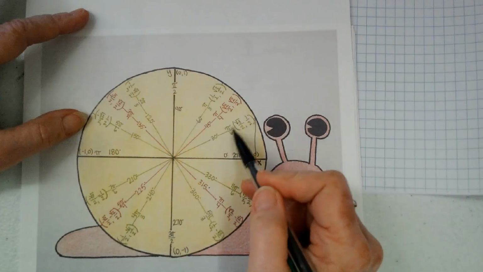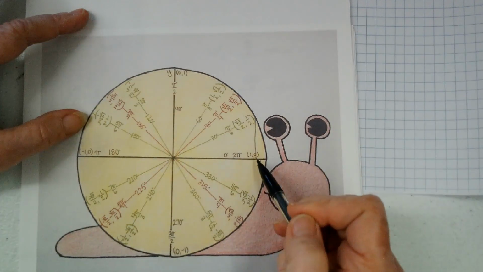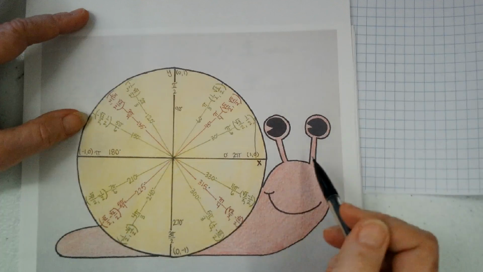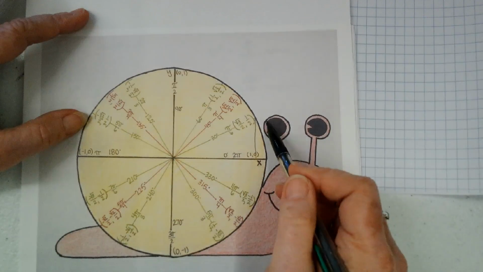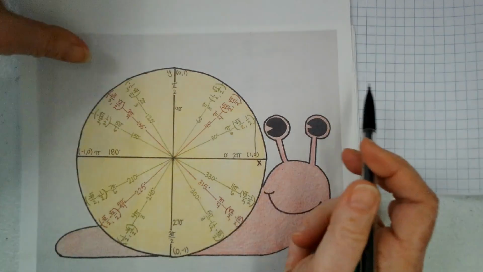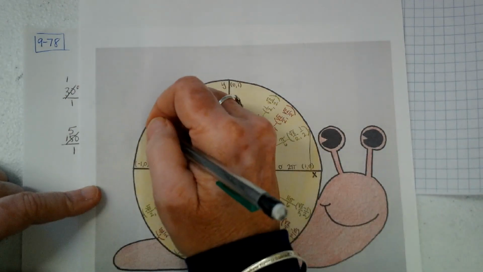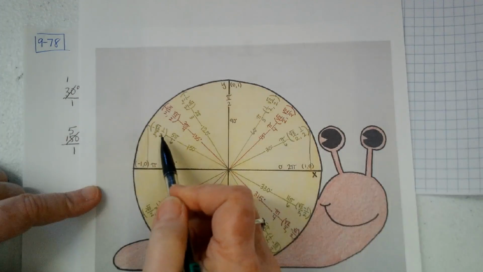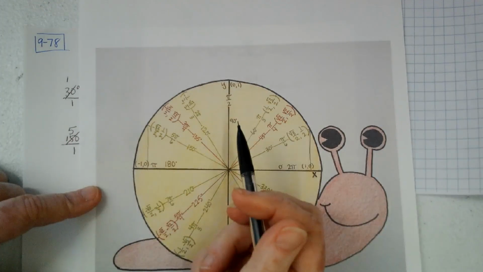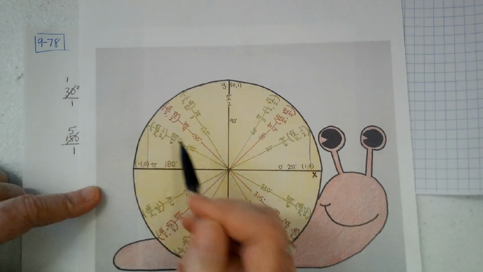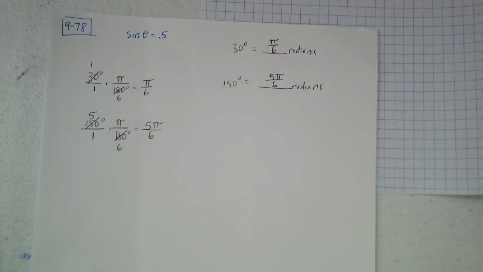So if you have one of these, maybe you guys made one in class, you can use the one that you made in class, or you can use this snail one. That's 30, and that's pi over 6, and isn't that what we said? Okay, and then it's going to be over here also. Sine is a half, so that is 150 degrees, but that's 5 pi over 6. Okay, so that's two ways that you could do it.